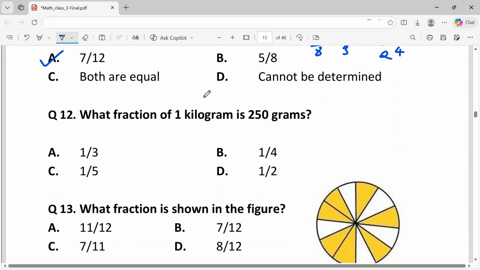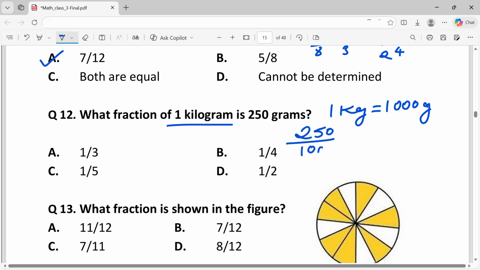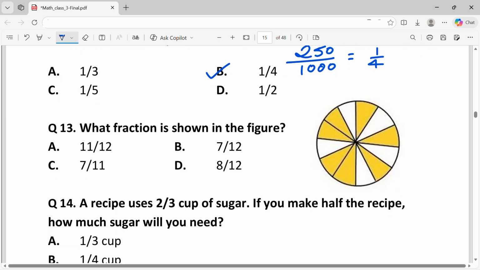Question 12. What fraction of 1 kilogram is 250 grams? Converting kilograms into grams, we know that 1 kg is equal to 1000 grams. So the fraction will be 250 upon 1000, which is equal to 1 by 4. That is option B.